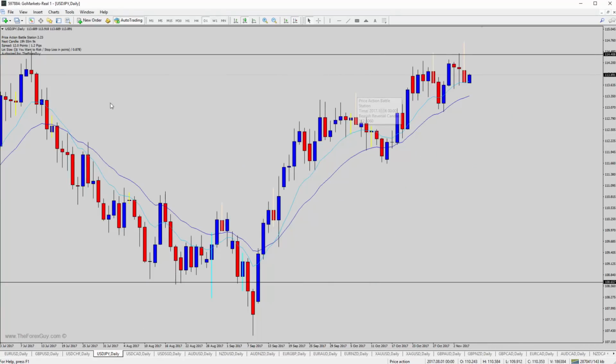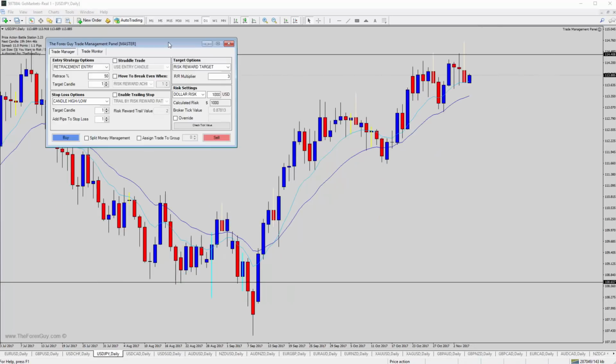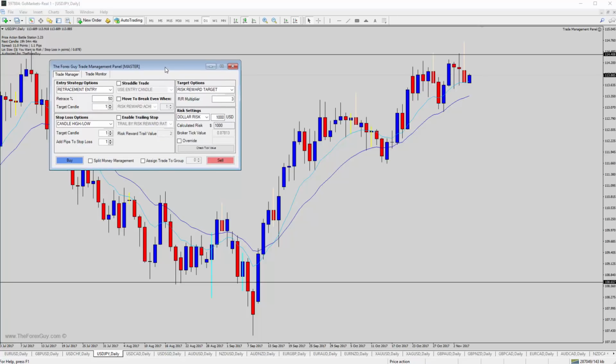So let's set up the trade. Okay, so I'm going to open my trade panel. All right, so this is my trade panel. Just a really handy tool to set up orders.